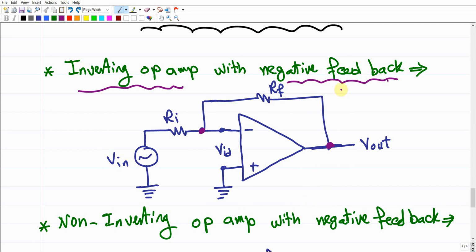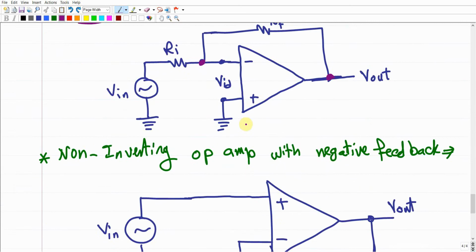So that's why all the time we're going to use negative feedback, and this is the common thing for these operational amplifiers. Why is it negative feedback? Because it's already going to the negative terminal, as shown here. And why is it an inverting operational amplifier? Because the input is delivered through the negative terminal of the operational amplifier also.